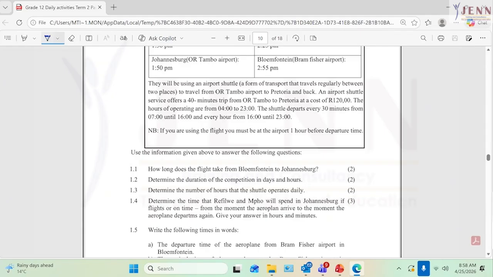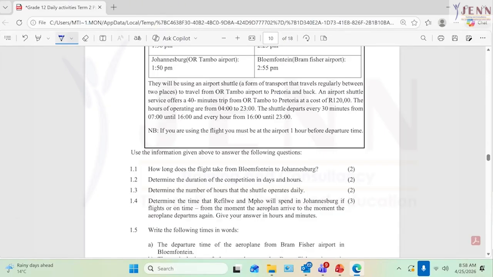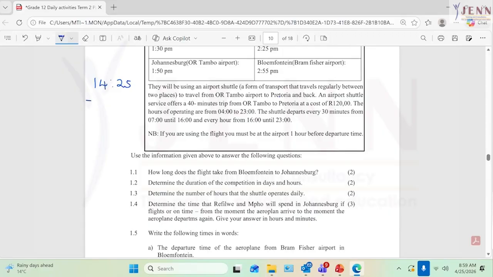So the flight left Bloemfontein at 1:30, and I'm going to use 24-hour format. The arrival in Johannesburg is 2:25 in the evening. So I prefer to use 24-hour format, which is 14:25, then subtract the departure time. In 24-hour format, the departure time will be 13:30.